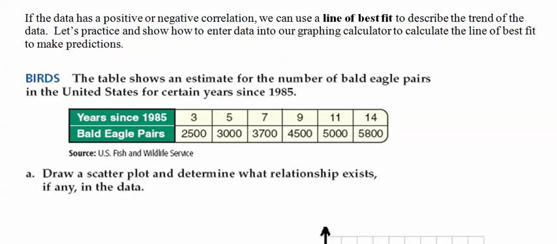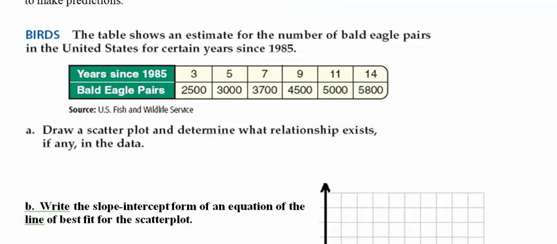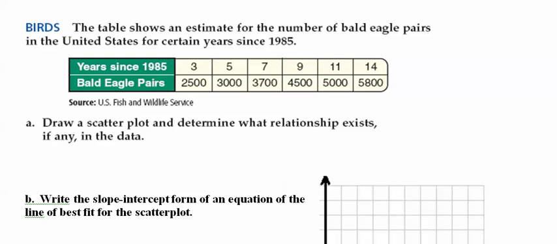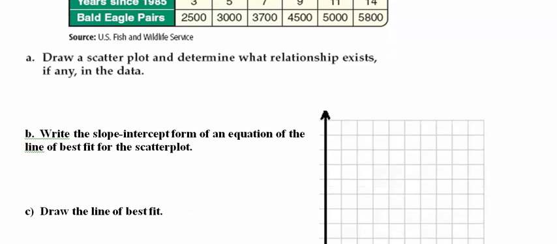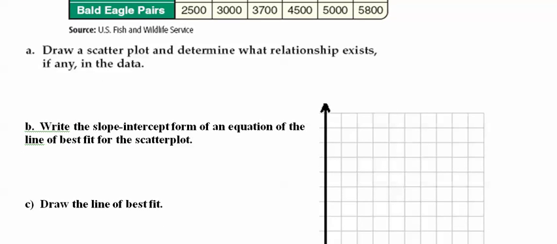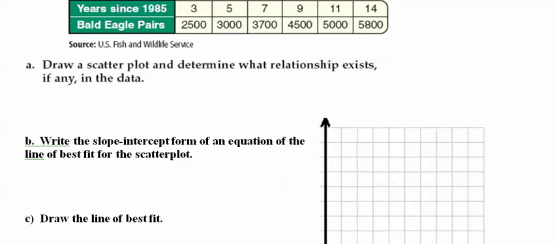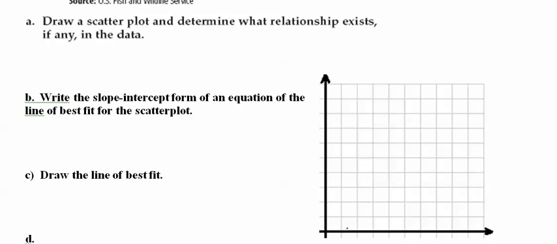So here we go. A table shows an estimate for the number of bald eagle pairs in the United States since 1985. I think we've heard about bald eagles before. It's almost like there's an environmental message. So we got 3, 5, 7, 9, 11, 14. I'm going by twos. 5, 7, 9, 11, 14.